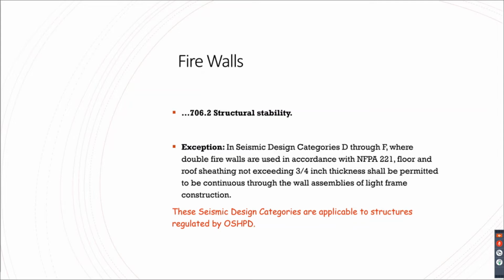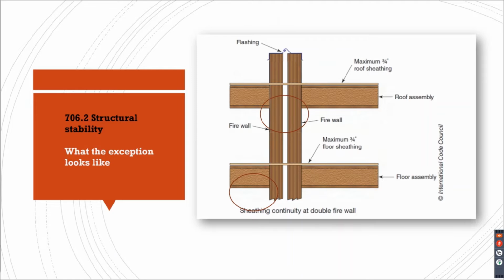So 3/4 inch, you're not talking about the whole roof assembly, right? You got 3/4 inch that could remain attached there. And then of course, these design categories are applicable to structures that are regulated by, yes, I still have OSHPD, it should say HCAI. So just a visual for that to help you out there. Here, what does that exception look like? You've got that maximum 3/4 inch roof sheeting up top that can go through, because if that roof ceiling or floor ceiling burns and falls down, that 3/4 inch isn't going to tear that firewall down.